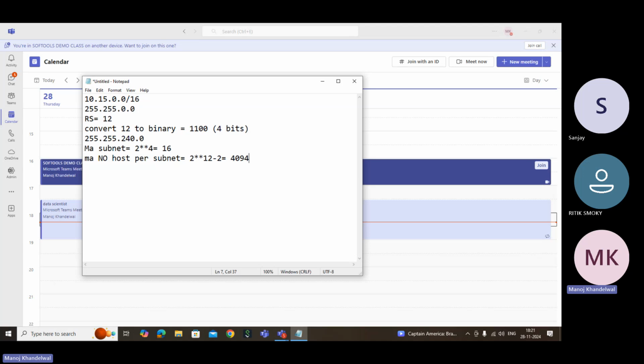Now everything is clear. Now we want our first subnet. We call it subnet 0, because as we know, 0 has a value in computers. So our first subnet is number 0.